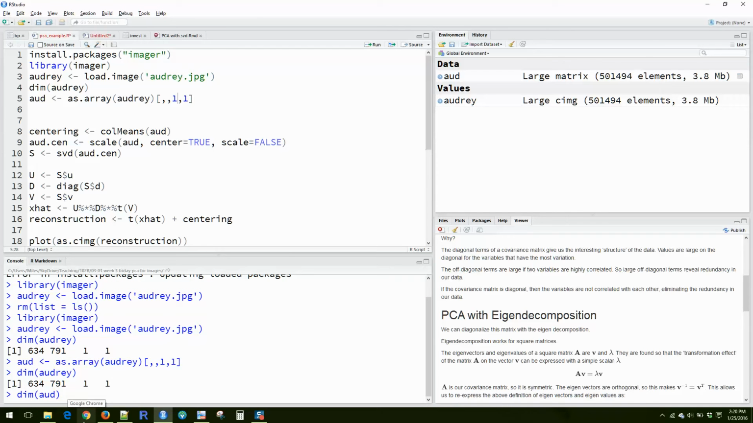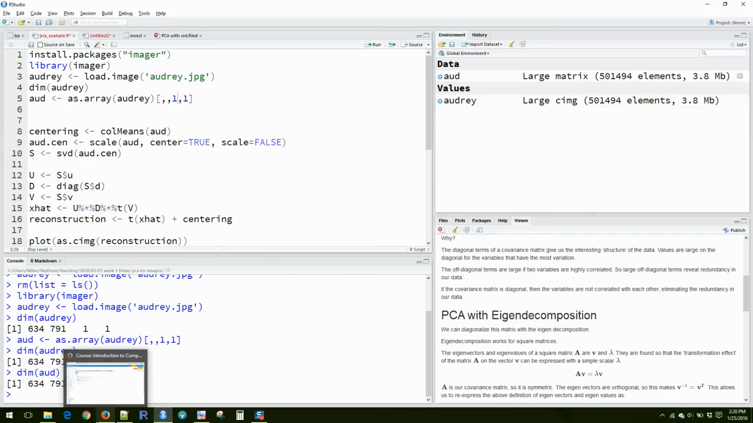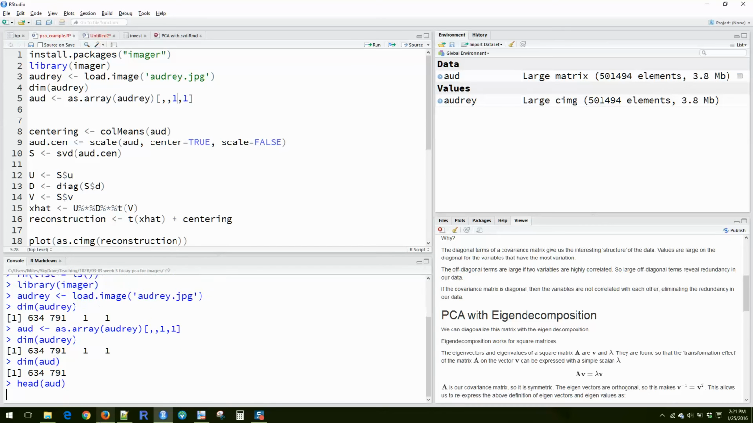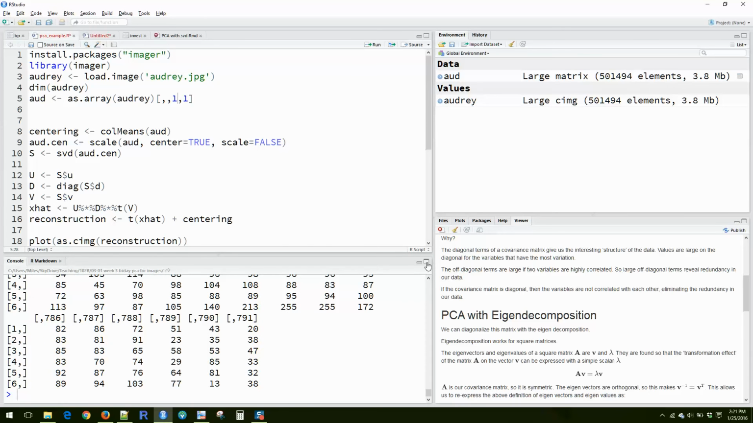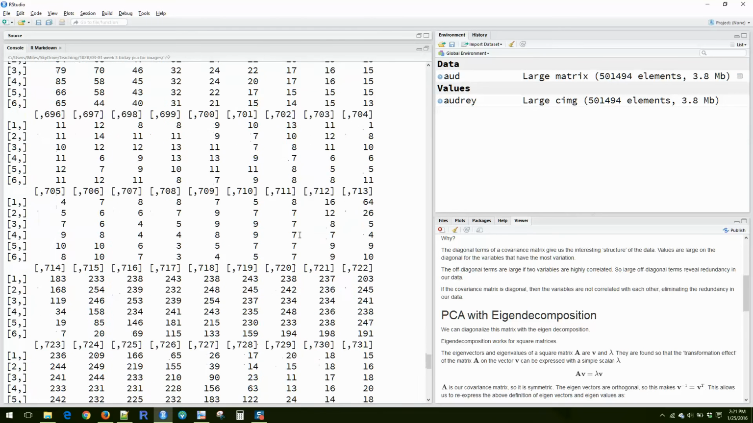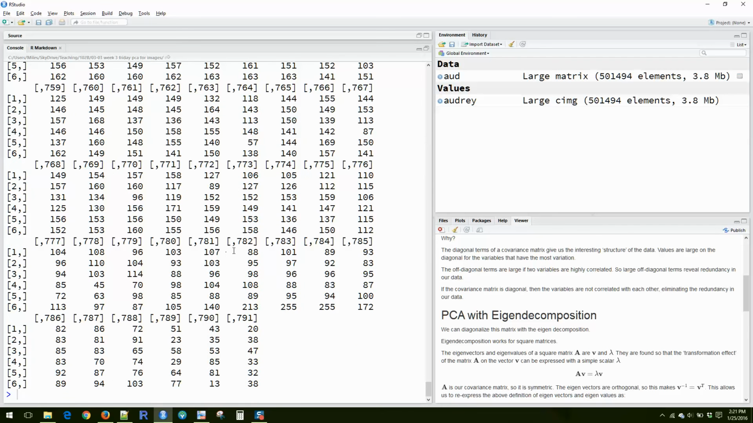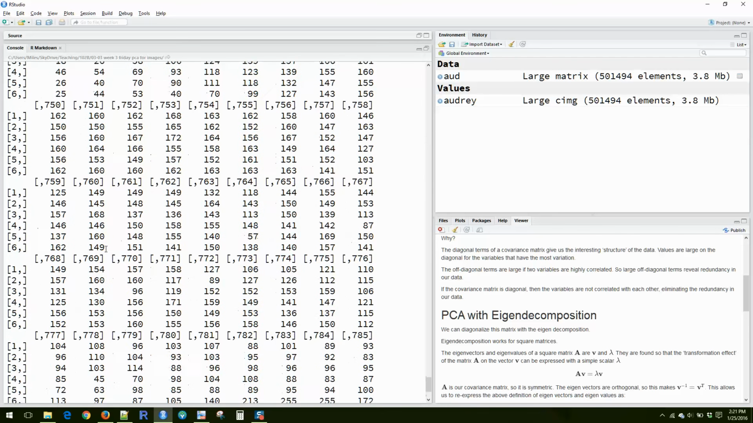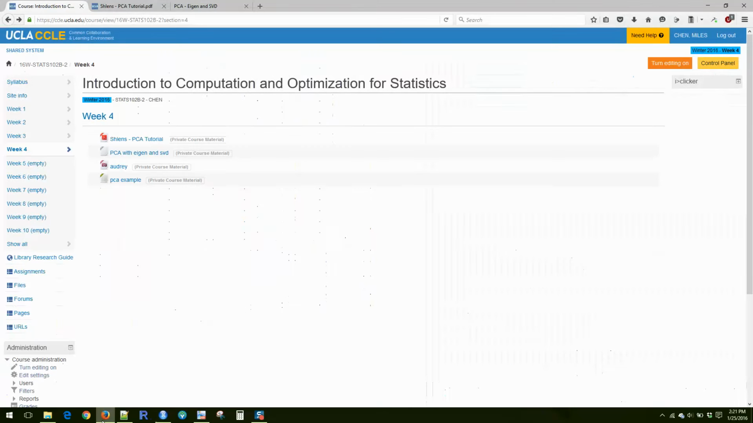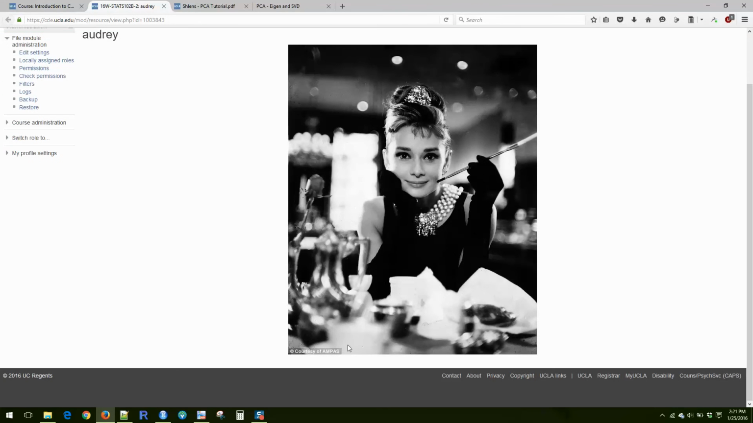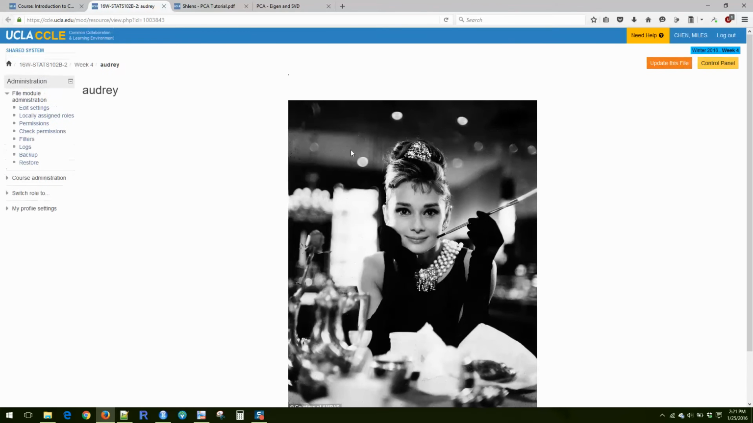Odd is going to be the matrix here, and we can ask for the head of our odd matrix, and we can see it's just numbers, right? I guess this is 791 rows or something. I think when we load this, it loads it sideways. And it's saying you've got some different colors here.